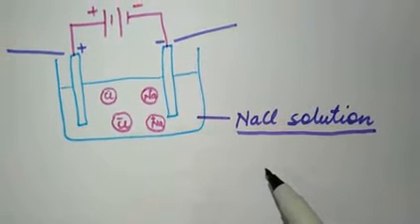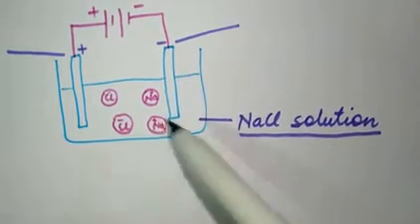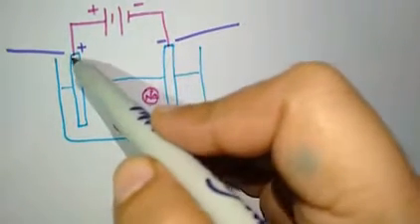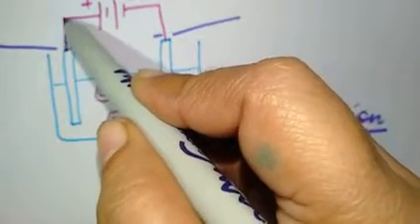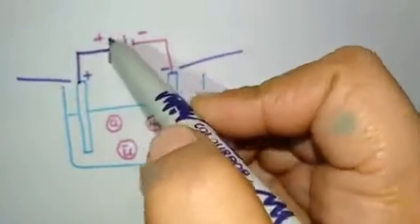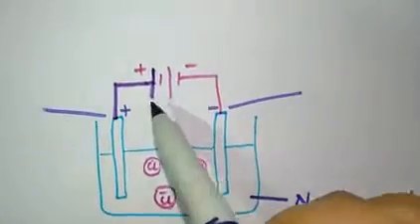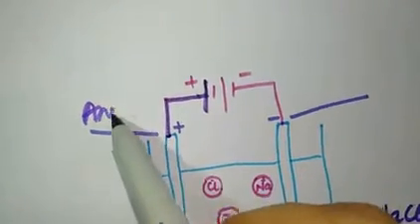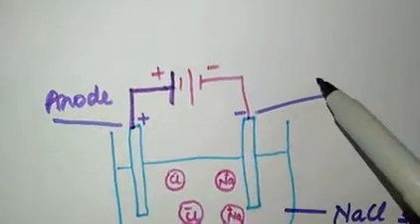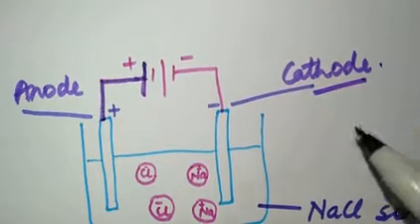In this NaCl solution, one electrode is connected to the positively charged terminal of the battery, the positive terminal. So this becomes your anode. The other is connected to the negative terminal of the battery, so this becomes your cathode.